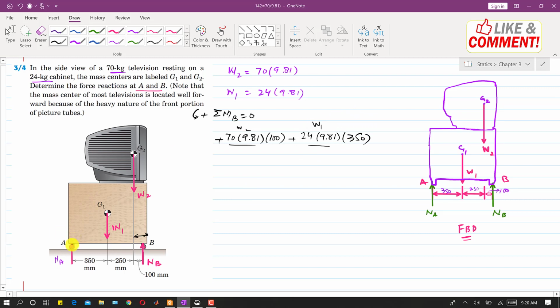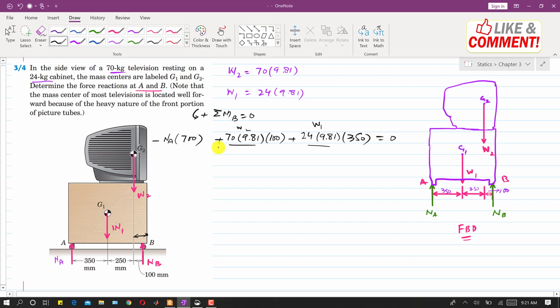And this NA is also producing a moment about point B, and the direction of this moment will be clockwise, so we will write minus NA into its perpendicular distance. Its perpendicular distance is 350 plus 250 plus 100, so this whole length is 700 mm. So I will write 700, and this will be equal to 0.